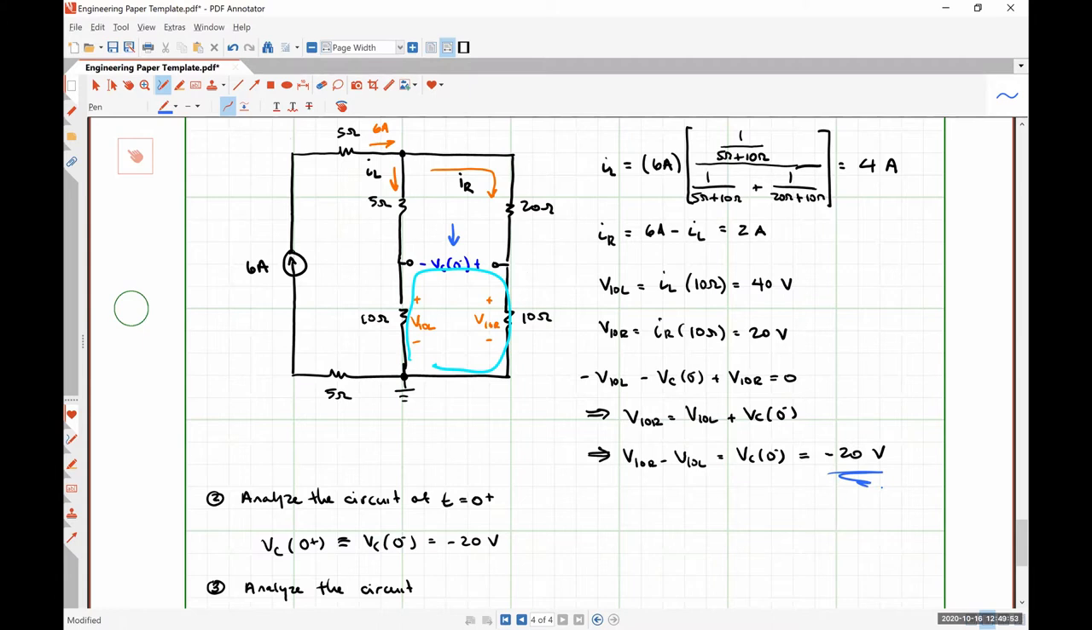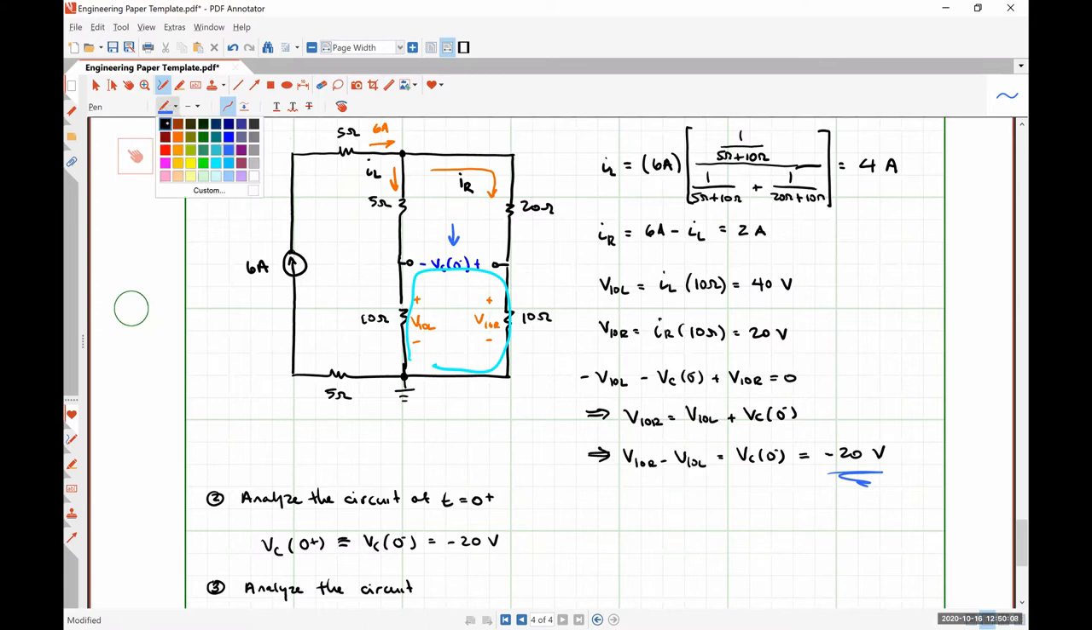Gotcha, that makes sense. Thank you. Yeah, so really all you would be doing if we did the circuit analysis is putting a negative 20 volt source in there and then saying, yep, there's a negative 20 volt source. You wouldn't actually do any analysis whatsoever.